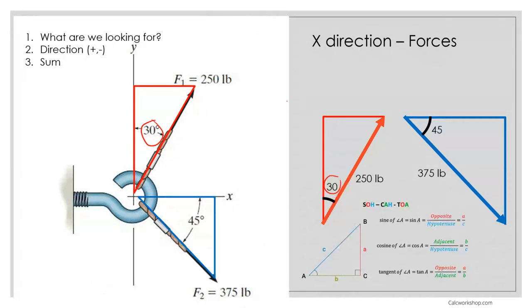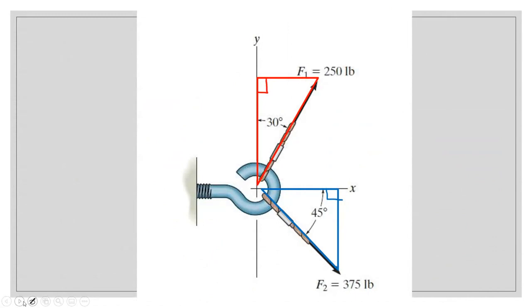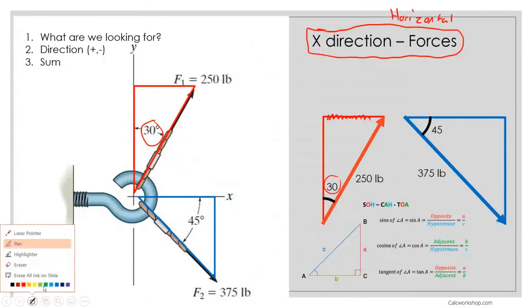First, I'm going to try to break this up into three simple steps. First, what are we looking for? We're going to be looking first for the x direction of the forces, so the ones that are horizontal. For example, this one. And let's change it to blue. And this one.